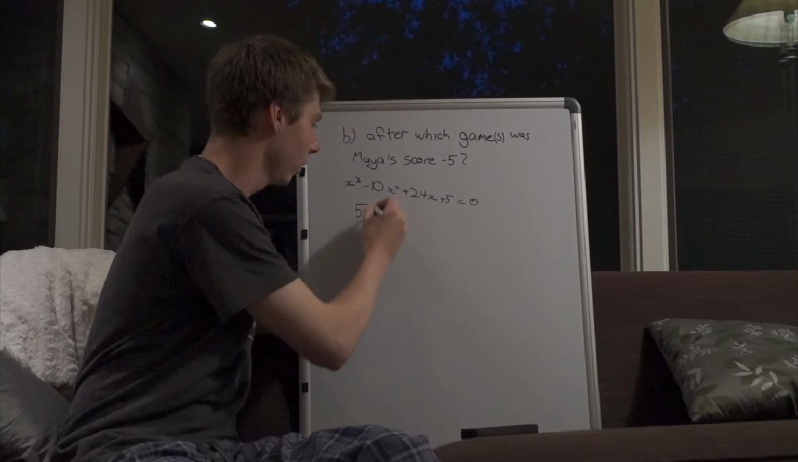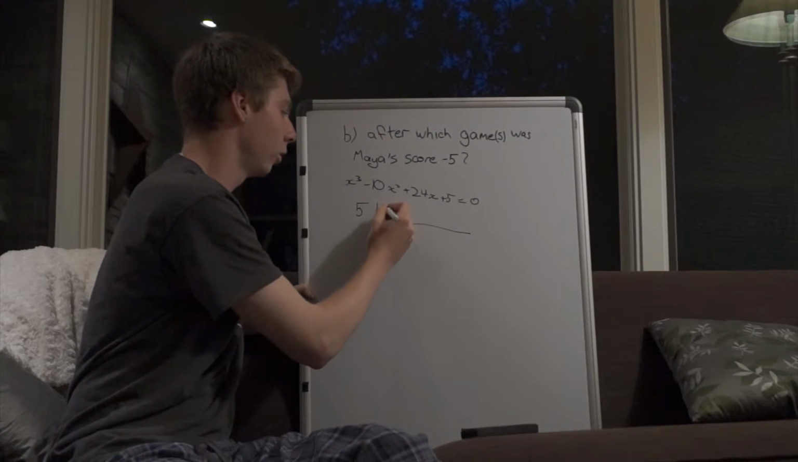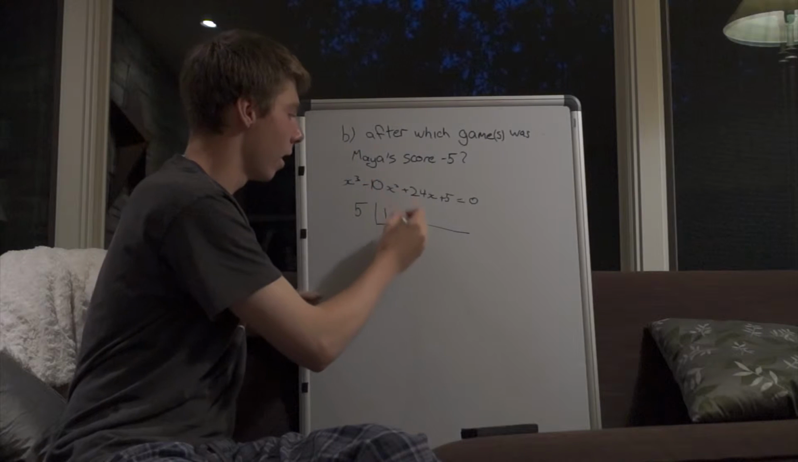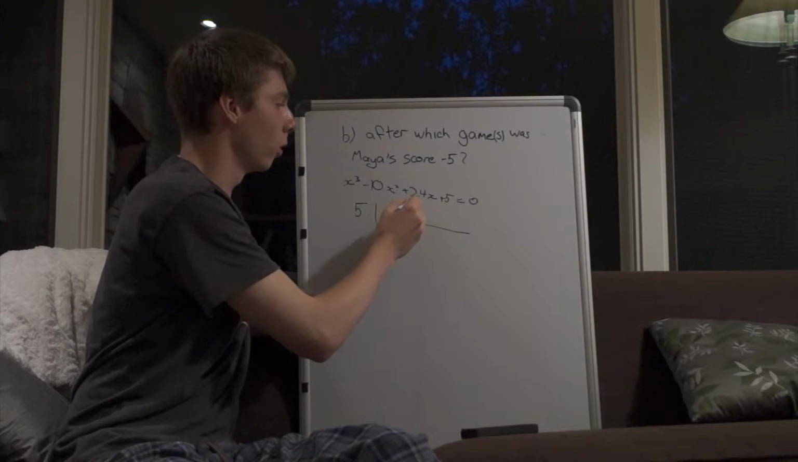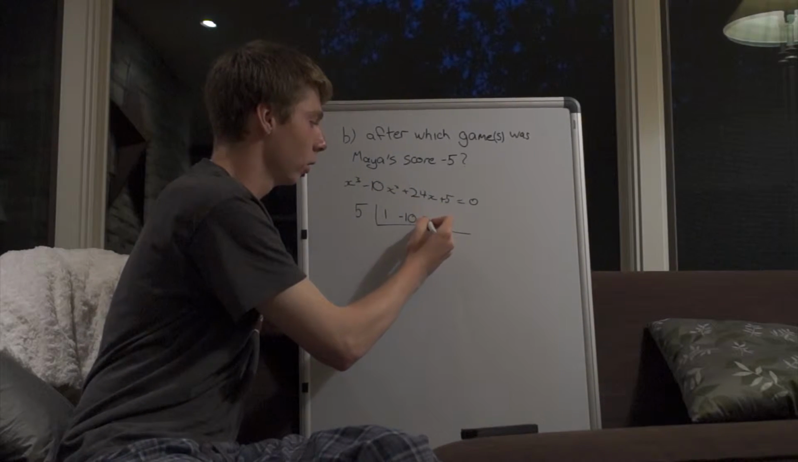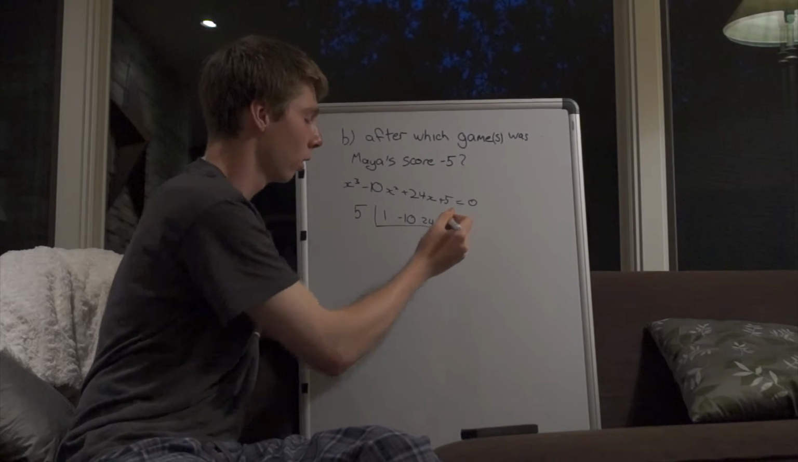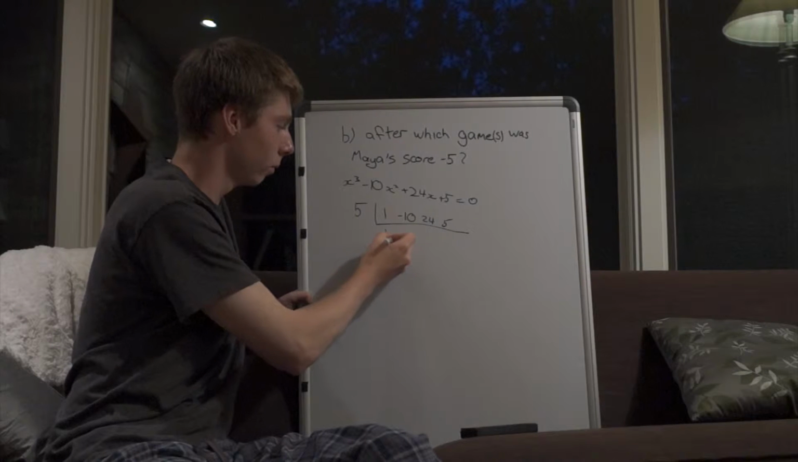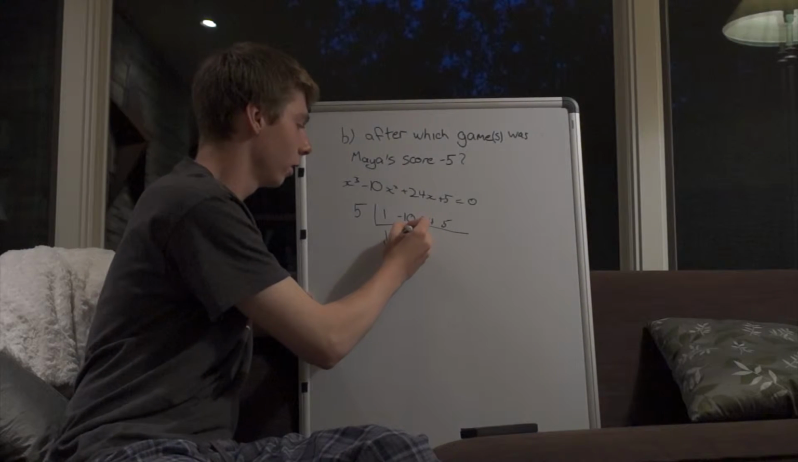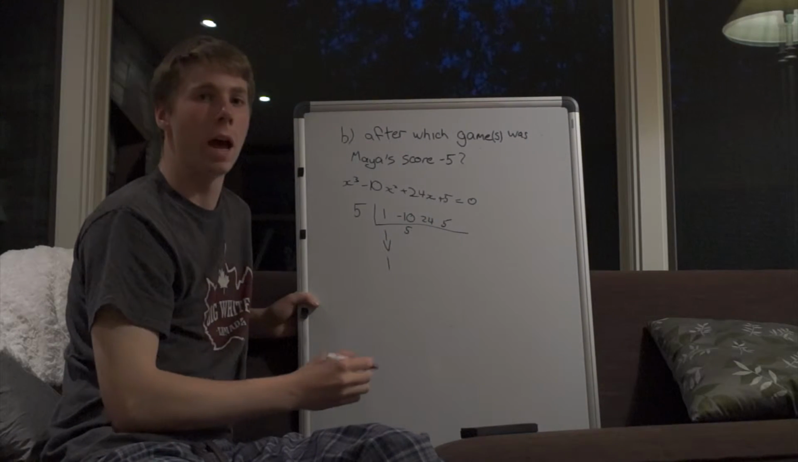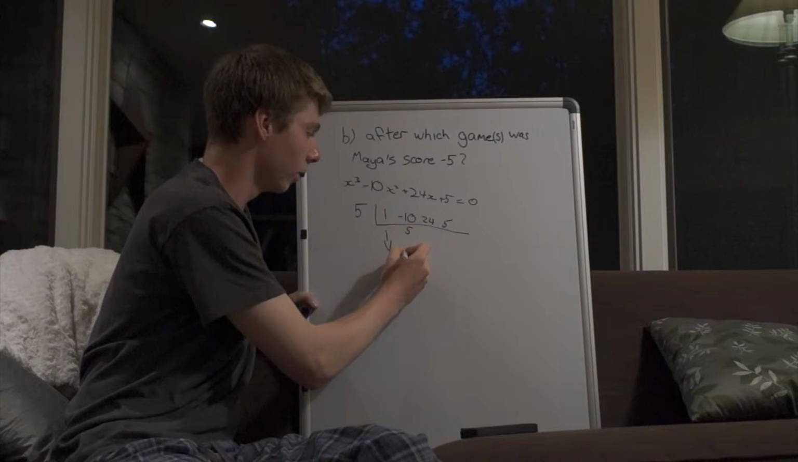Put the 5 here, bring the 1 down from the x cubed, bring the negative 10 down from this, the 24 down from 24x, and we bring the 5 down from the plus 5. We bring the 1 down, multiplied by 5 gives us 5. Add 5 to negative 10 gives us negative 5.